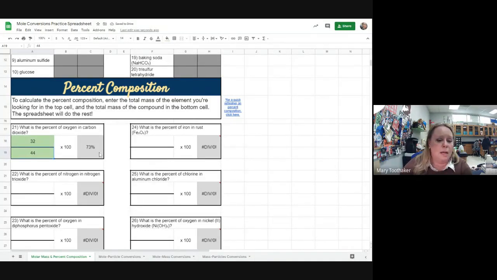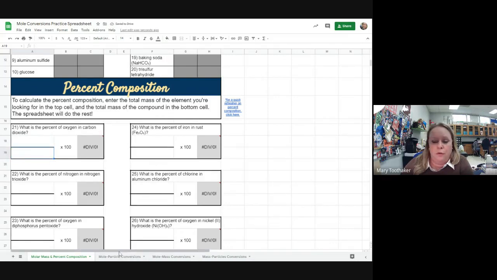It will automatically calculate the percent of oxygen, and it'll automatically round it to the correct number of significant figures. So you don't have to worry about points being taken off for any of that. You just have to make sure your setup is correct. If you forget that there's 2 oxygens you have to account for and you just put 1, it turns the cell red and you know you didn't do something right. Any questions about molar mass, the tab?